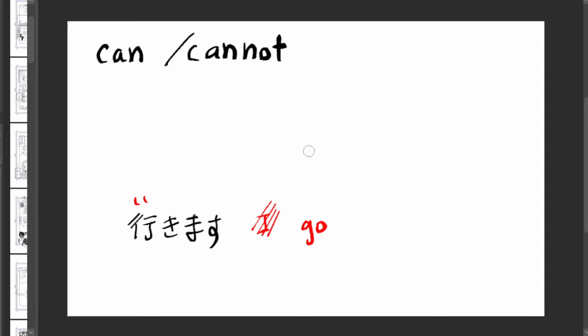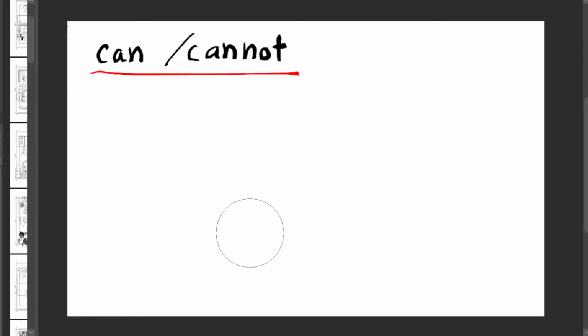Before we enter this topic, the first thing you need to know about verbs in Japanese is that you have three kinds of verbs: V1, V2, and V3.